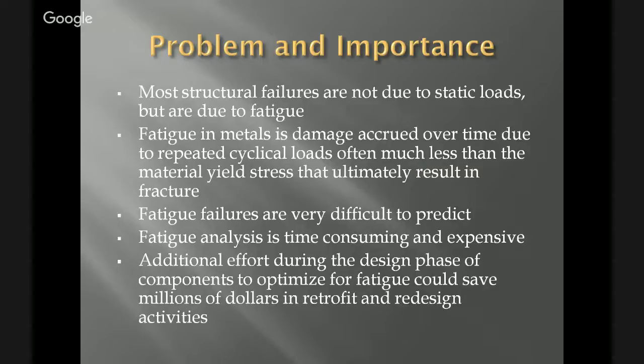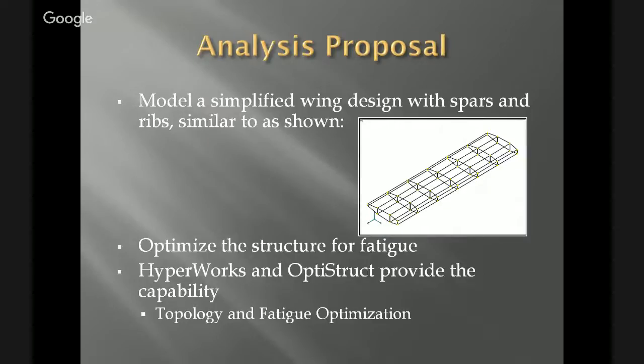and money. My initial proposal was just to model a simplified wing with spars and ribs, similar to what's shown, and then optimize it for fatigue. But that's changed when I learned about topology and fatigue optimization at the same time using HyperWorks and OptiStruct.